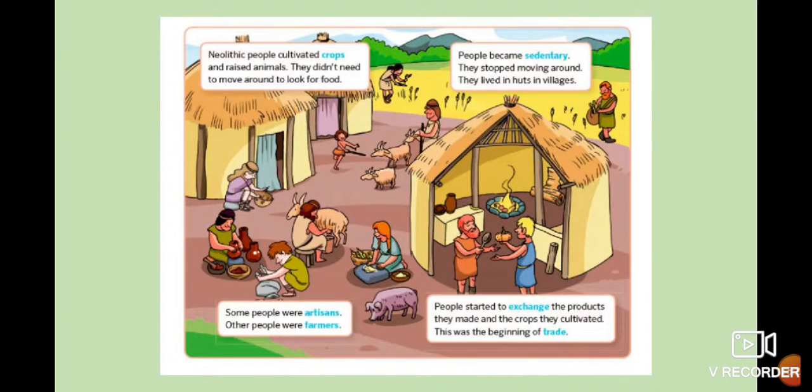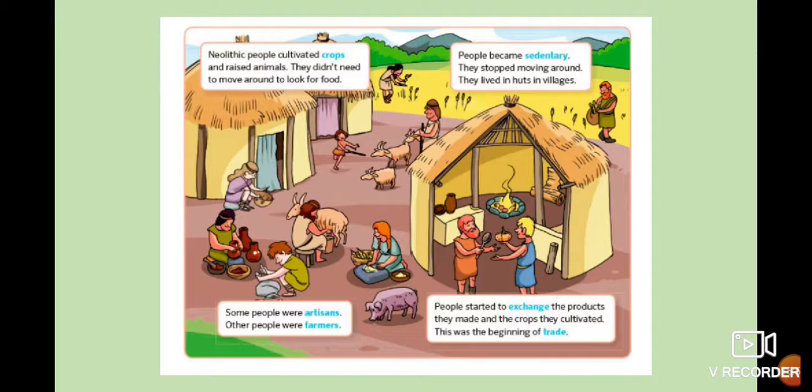And these are some important facts. Okay, Neolithic people cultivated crops and raised animals. They didn't need to move around to look for food. Okay, this one is in the past. Yeah, and so some people were artisans. Yeah, and other people were farmers. Yes, remember the artisans create the sculptures, the paintings, the pictures, the pots. Okay, all of this.